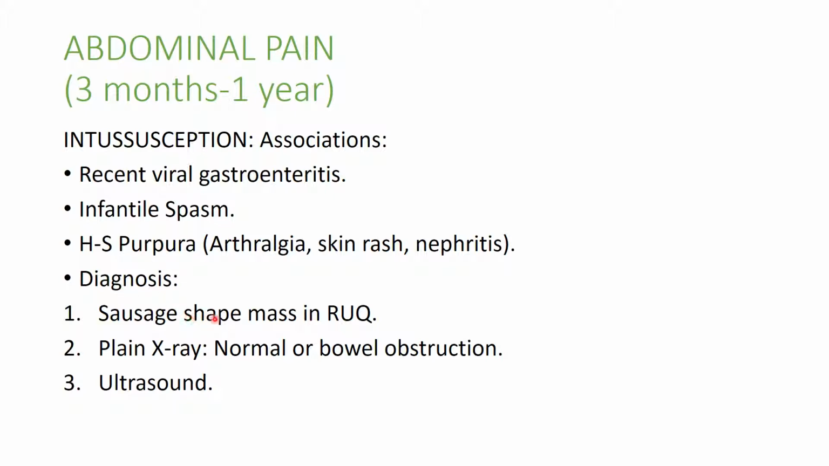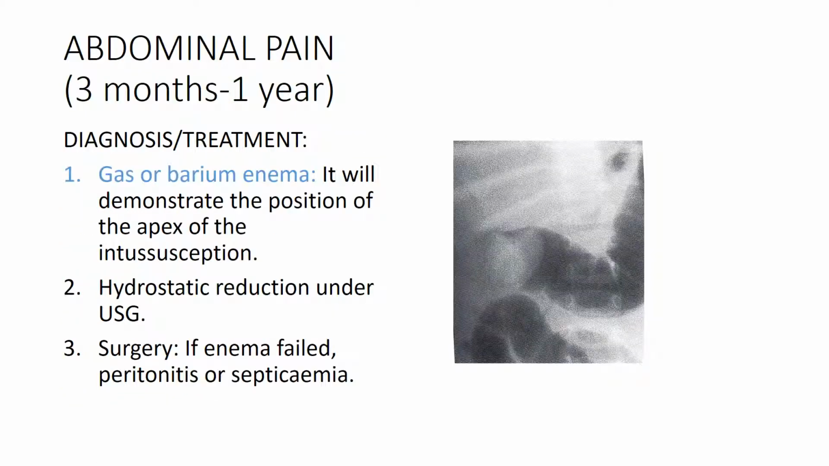Diagnosis: sausage-shaped mass in the right upper hypochondrium, plain X-ray normal or showing bowel obstruction, and ultrasound. Diagnosis: gas or barium enema. It will demonstrate the position of the apex of the intussusception.